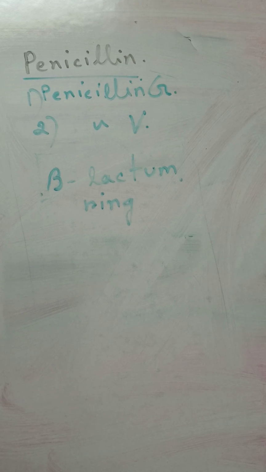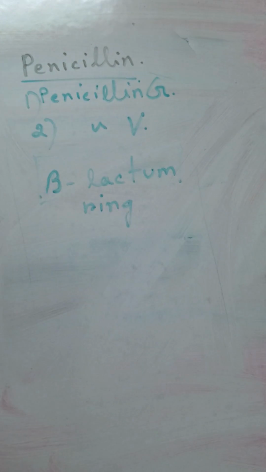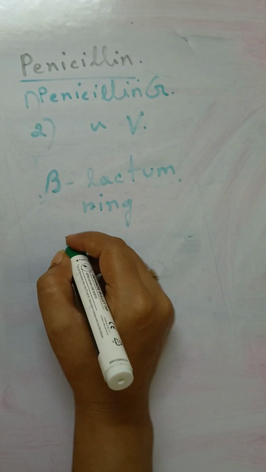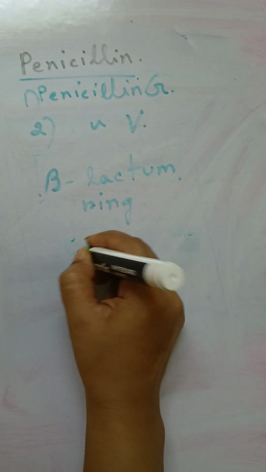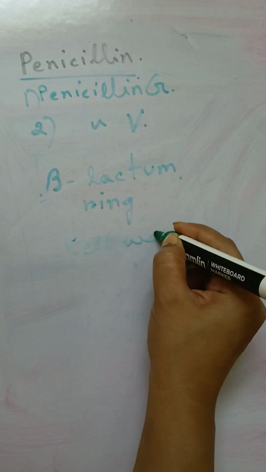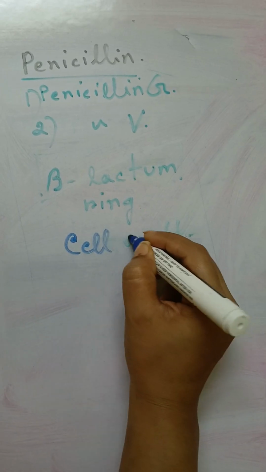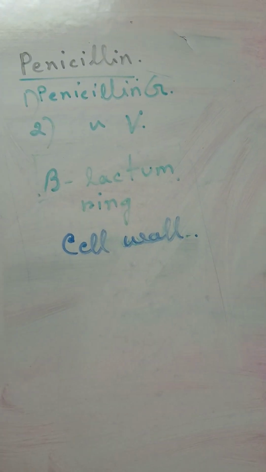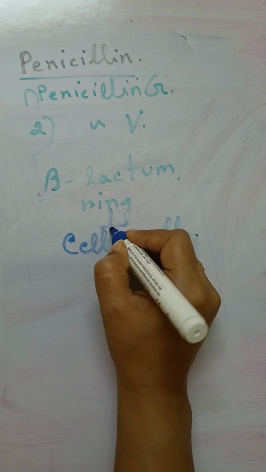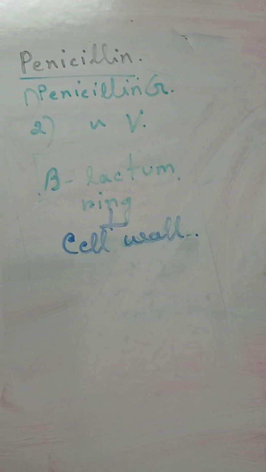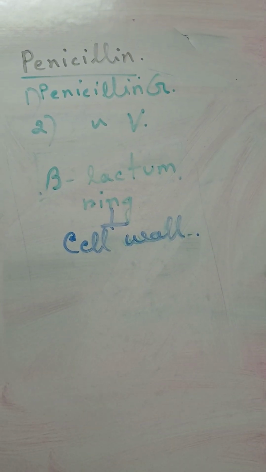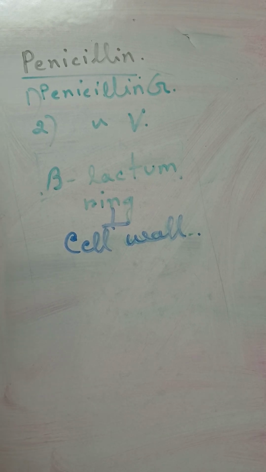Now what happens in case of beta lactam ring? Remember that penicillin is basically a cell wall inhibitor. They just block the cell wall synthesis. They always block the cell wall synthesis. Now, what is the mode of action of this penicillin? It is a very important and very common question that comes in your semesters.